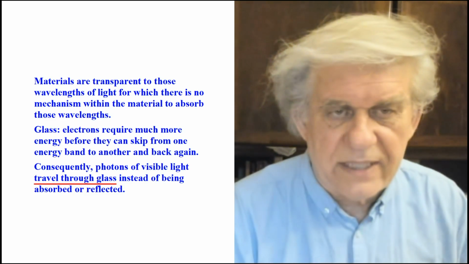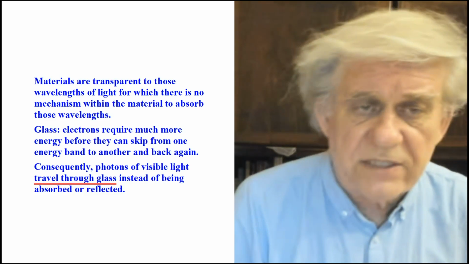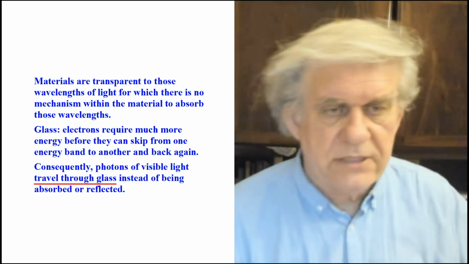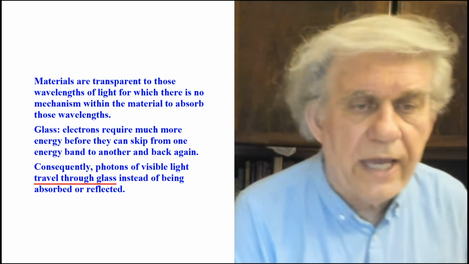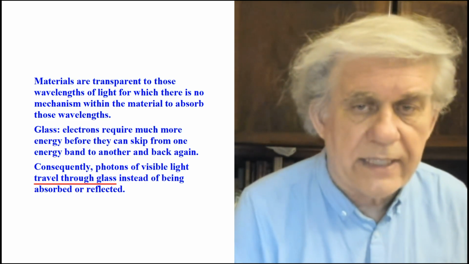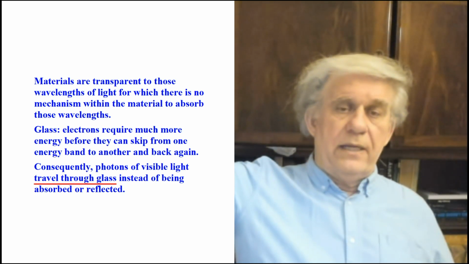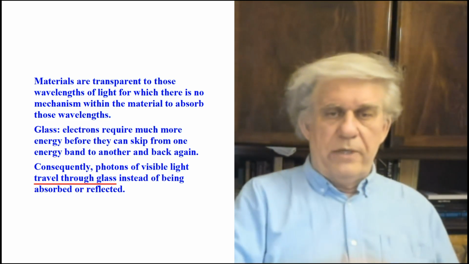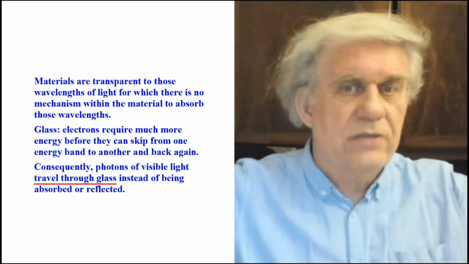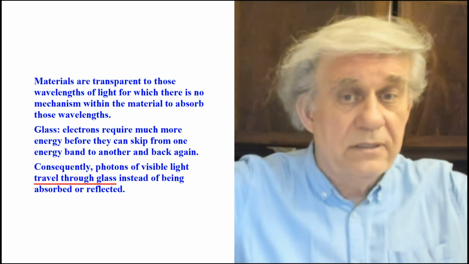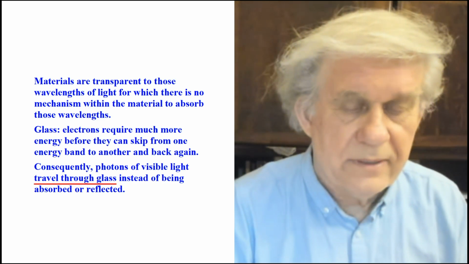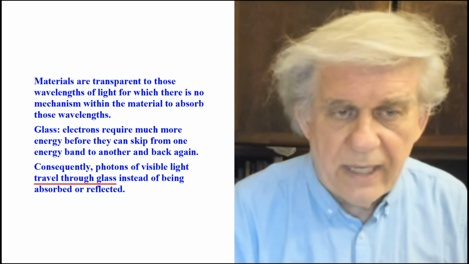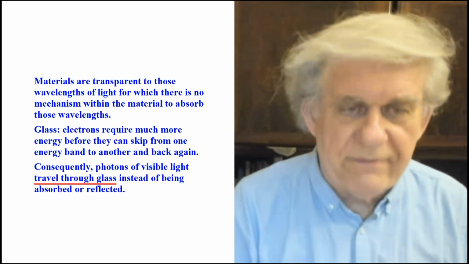Okay, and this is another version of that. It says materials are transparent because to these wavelengths of light there is no mechanism within the material to absorb those wavelengths. Again, all these people say more or less the same thing. In glass, electrons require much more energy before they can skip from one energy band to another and back again. In other words, you have this quantum jump, and if the photon comes in and knocks that electron that's in a lower orbital, and it gives it energy, the electron jumps to a higher orbital and re-emits. Some people say it just absorbs, the other one says it re-emits the signal, the energy or whatever. Consequently, photons of visible light travel through glass.